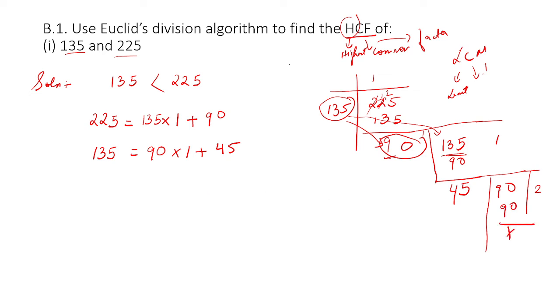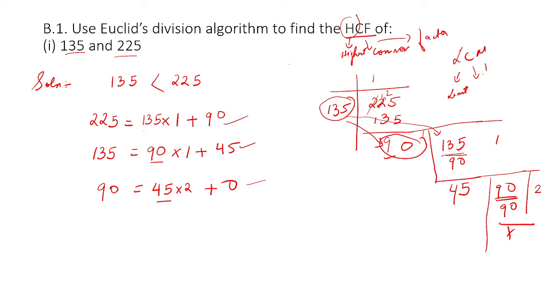So finally you can write, what is your dividend over here? It is 90. What was your divisor? 45 into 2 plus 0. So divisor into quotient plus remainder. Remainder is 0, it's correct. Now you check here, remainder is less than the divisor. 90 is less than 135.